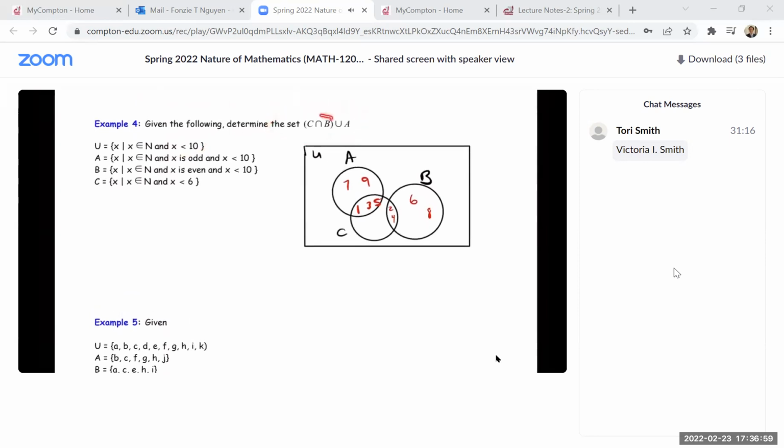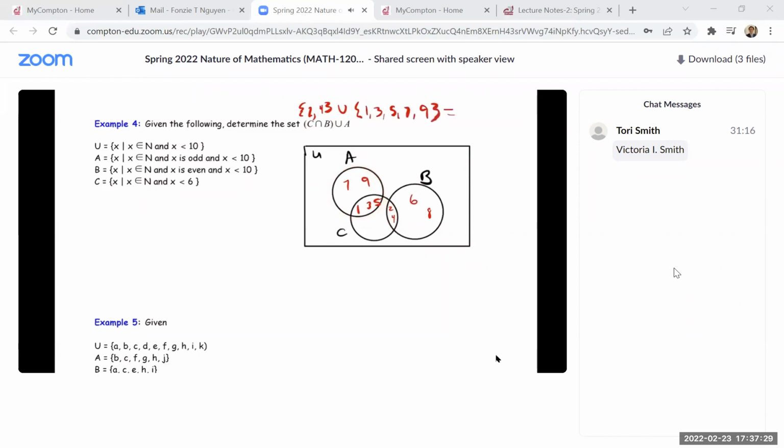So let's start with the parentheses part. What's the overlap between C and B? 2 and 4. Yeah, that's the overlap. So that's going to be 2, comma 4. And then we have to do the union with A. A is 1, 3, 5, 7, 9.